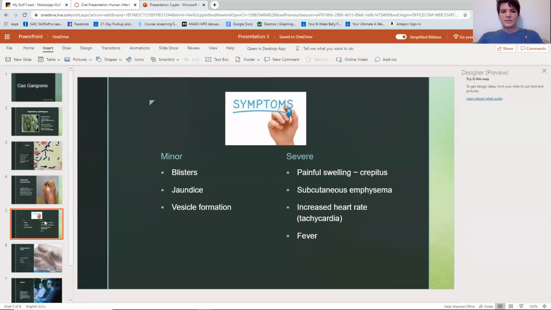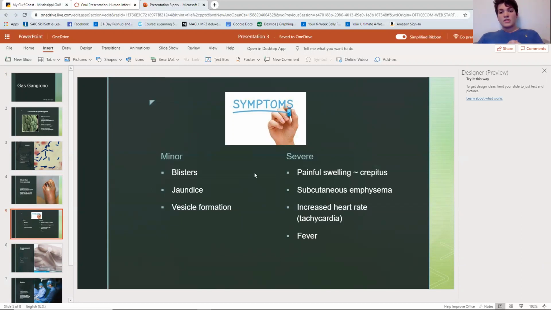Now, let's look at some symptoms from minor to severe. Some minor symptoms could be blisters forming on your skin, jaundice, which is just the yellowing of skin, and vesicle formation, which is slightly more severe. That's multiple blisters coming together and forming vesicles.